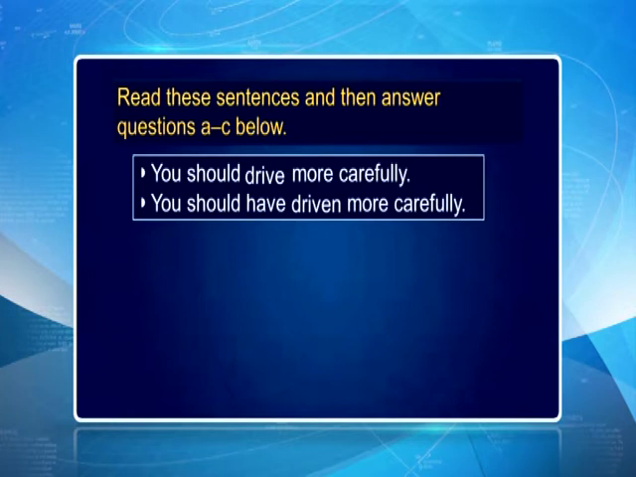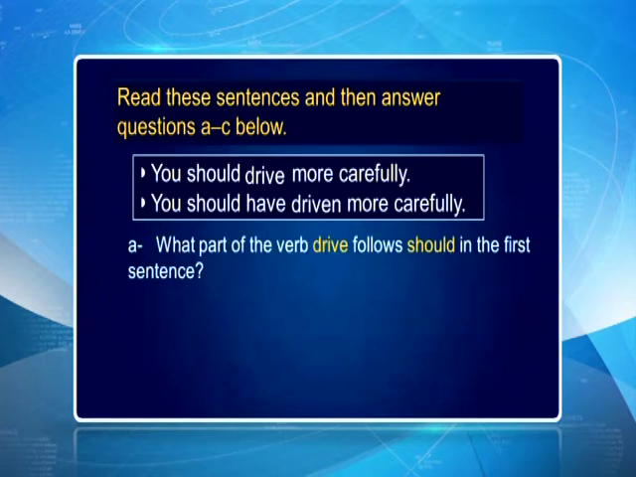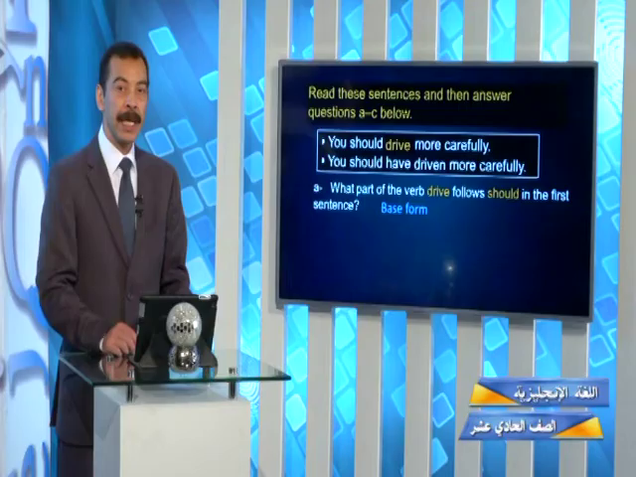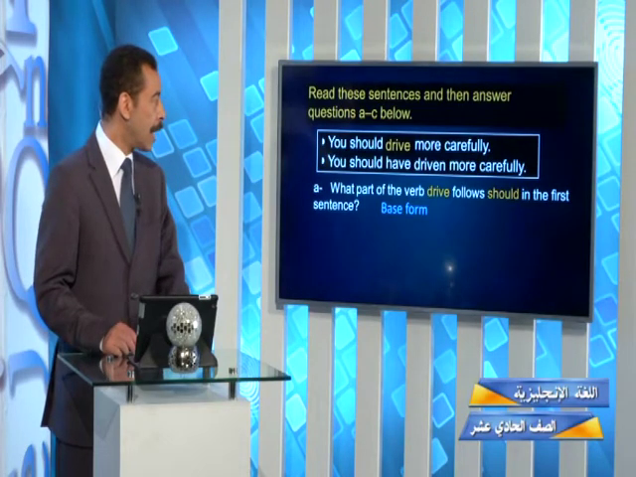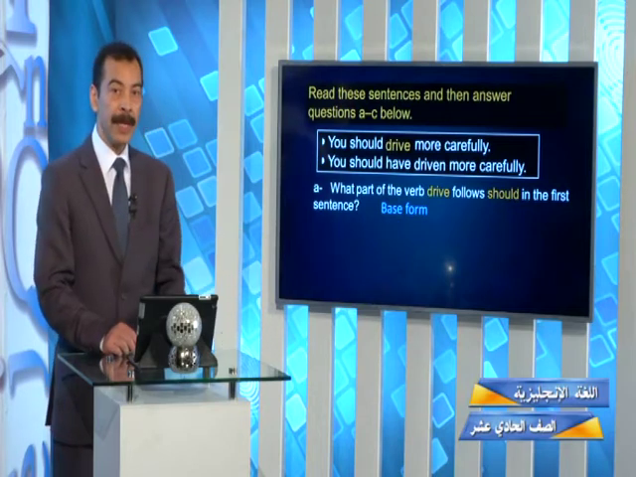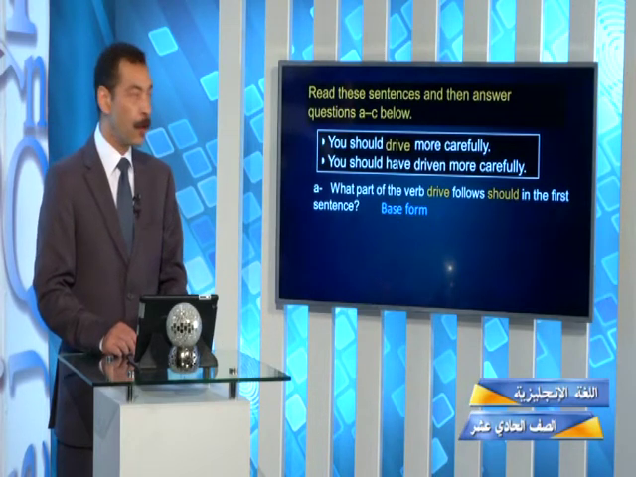Now, we have a few questions about these two sentences. Number one, what part of the verb drive follows should in the first sentence? If you look at the first sentence, please pay attention to the verb drive and try to identify its form. So what do you think? The word drive after should in the first sentence is in, yes, the base form, or what we call the infinitive form of the verb drive. So after should, we have the verb in its base or infinitive form.